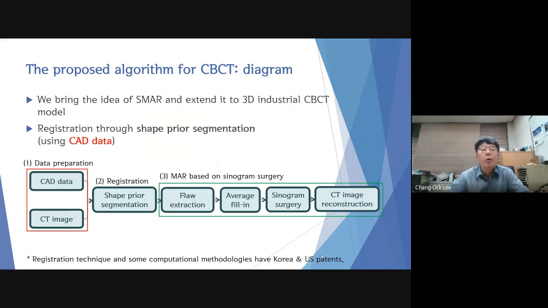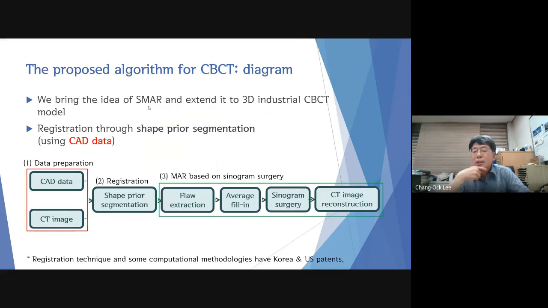Now we bring the idea of SMR, our algorithm in 2D, and extend it to three-dimensional industrial cone-beam CT. If you recall what kind of algorithm we used in 2D, the first step is around the metals: we extract some area containing the metals, and we take the average for the filling process.